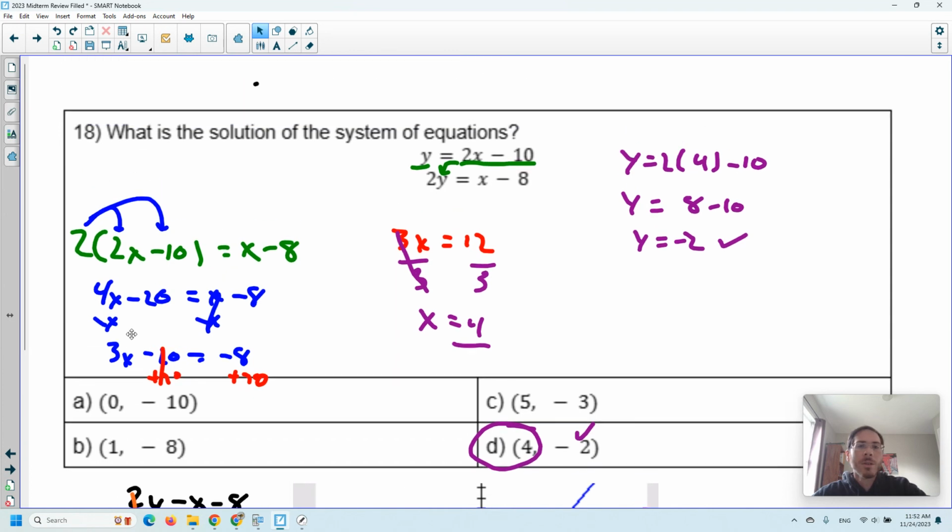If I plug in 0, does it work for both of them? Well, 2 times 0 is 0. Minus 10 is negative 10. Yep. 0 minus 8, divide both sides by 2 is not negative 10, so it wouldn't be that one. So I could always just plug in the answers and see which ones actually work. Remember, if you do that, it has to work for both equations. Can't just work for one, it's got to work for both because it's solving the system.